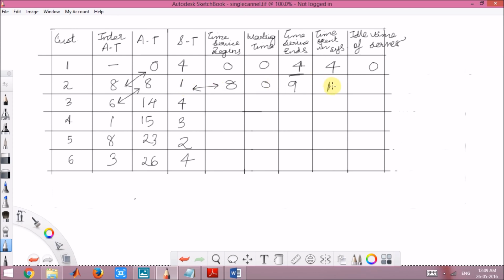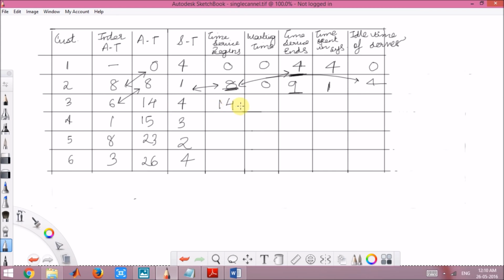Idle time of the server would be 4 because it ended at 4. Right, the first customer service ended at 4 and then the next thing started at 8. So there was a difference of 4. So that's why we write 4. The next customer would be the same thing. This one ended at 9. This one came at 14, so there's no problem. We can just write 14.